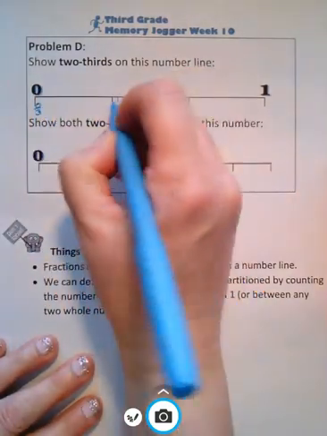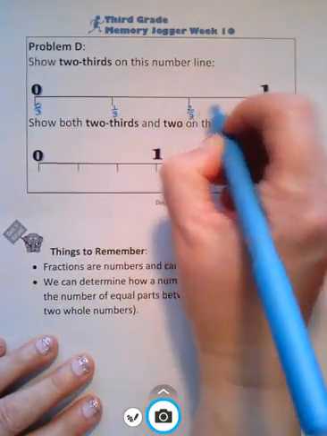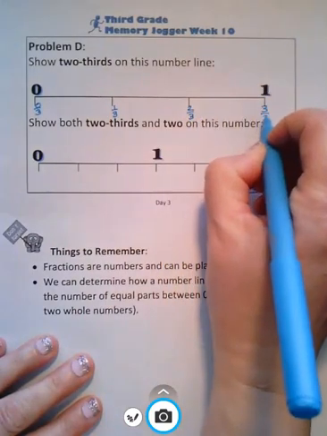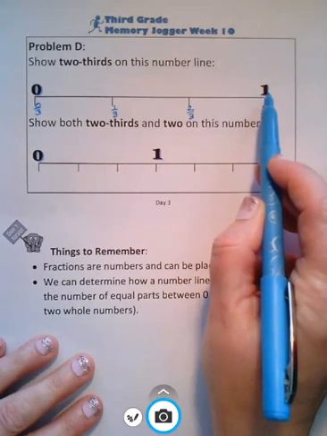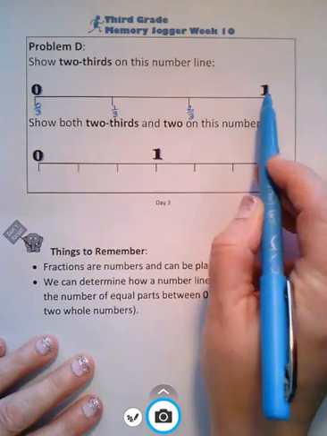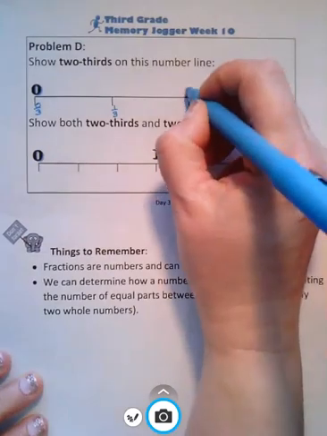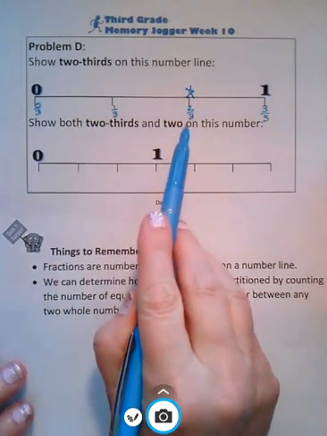This would be 0/3, 1/3, 2/3, and 3/3. We know that this is correct because anytime you get to 1, the numerator and denominator should be the same. 3/3 is equal to 1. And I'm going to put a star by 2/3 since that's the number we're supposed to label.